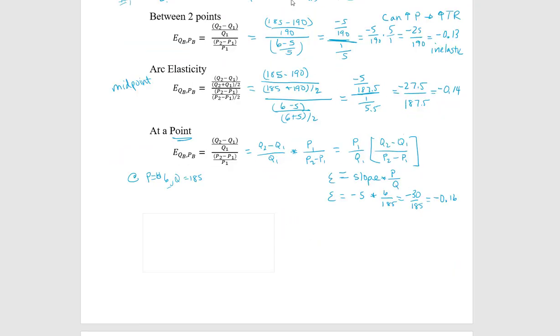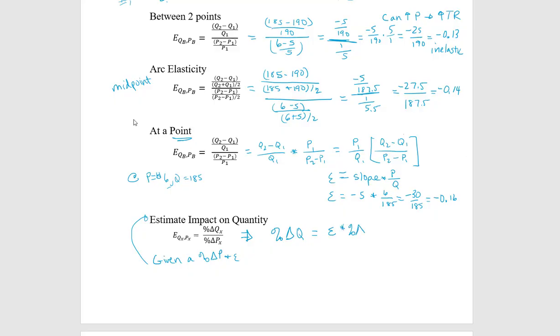There's another thing we can do with that elasticity that can be very helpful. Given a percentage change in price and an elasticity, we can estimate a percent change in the quantity demanded. I'm going to rearrange this formula just to make it easier to see. I'm going to solve for the percentage change in quantity. So the percentage change in quantity is the elasticity times the percentage change in price. I know it seems like a lot of formulas, but it's really just a couple of formulas that we rearrange. So let's say that the price of apples increases by 2%.